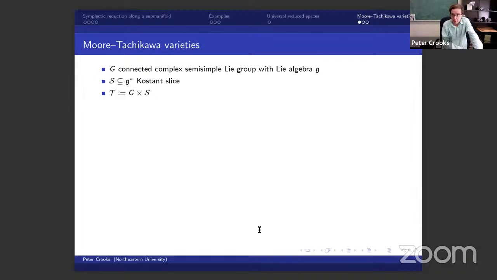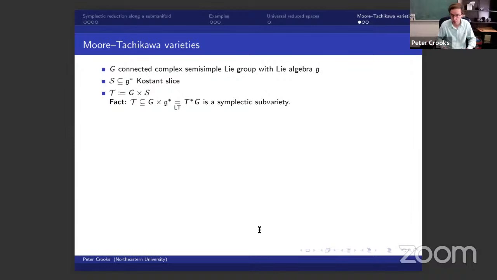Okay, now if I left trivialize the cotangent bundle of my group G, then I can think of this product G times S as sitting inside of the cotangent bundle of the group. And it turns out that when I do this, this product G times S will sit inside as a symplectic subvariety. Literally, when you take the symplectic form on the cotangent bundle and pull it back to this subvariety, you get something that's non-degenerate. Okay, so this T is a first variety that you can construct out of S.